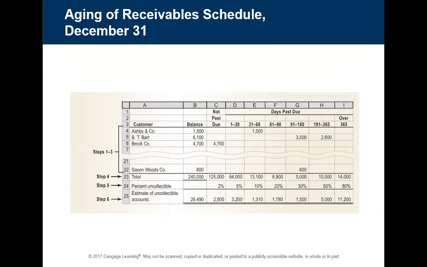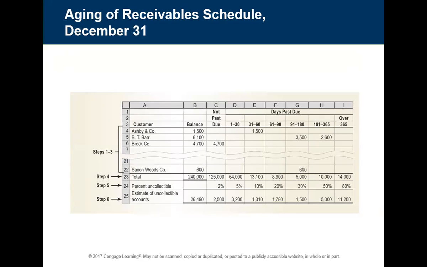As you can see, we would total up, and again, they're not showing us every company, but all total, we have $240,000 in accounts receivable. Of that, $125,000 is not even past due. It's not due yet. So it has about a 2% chance at that point of being uncollectible. As you move through, if it's over 365 days past due, or over a year past due, we're pretty confident that we're not going to see that money. So it's at 80% uncollectible.